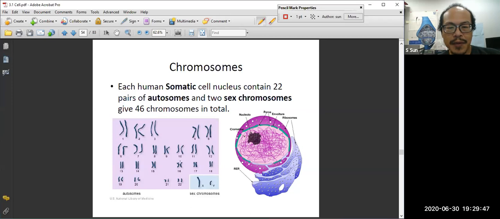Among these pairs, we have 22 autosomes, meaning these pairs are not related to sex. But we have one pair, one from father and one from mother, and the combination of XY or XX would define the person's sex. This pair is the sex chromosome. So overall, in the somatic cells we have 23 pairs of chromosomes, located in the nucleus.